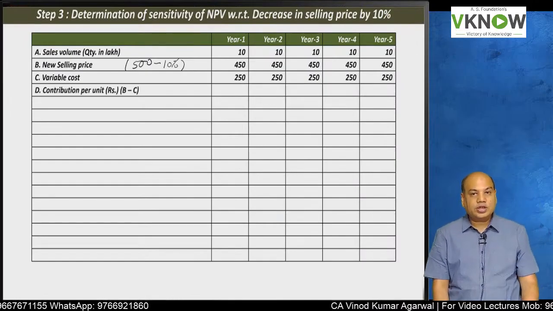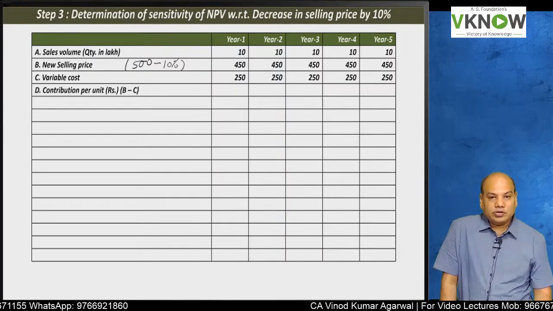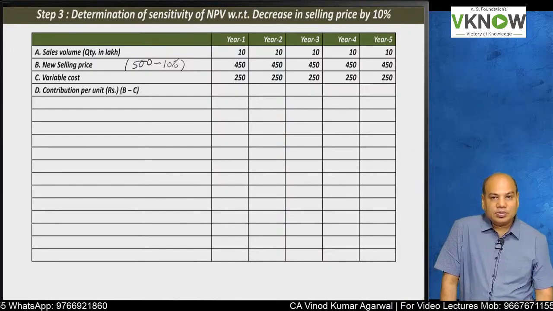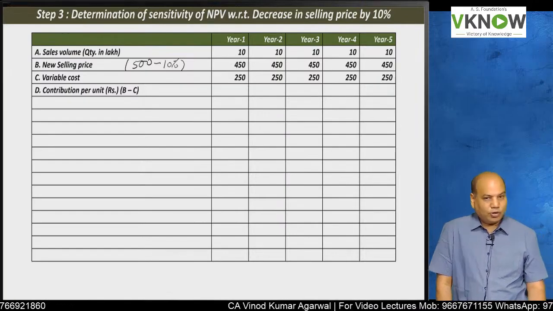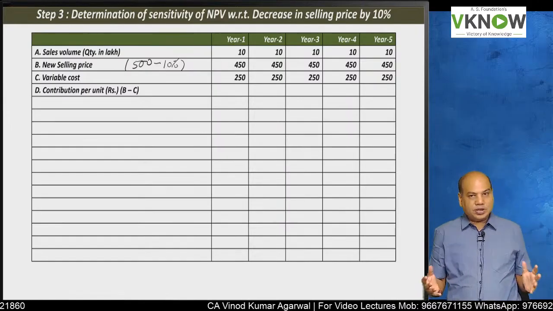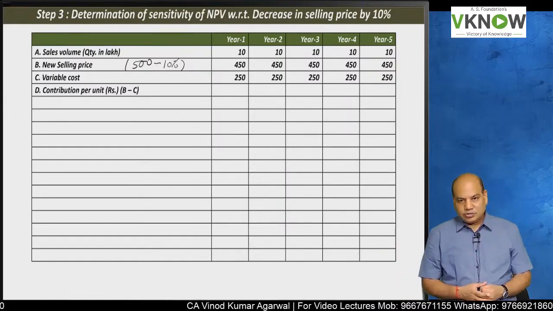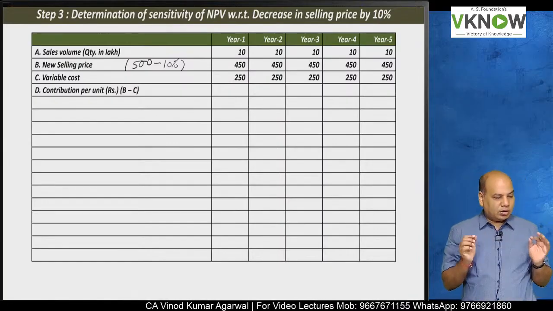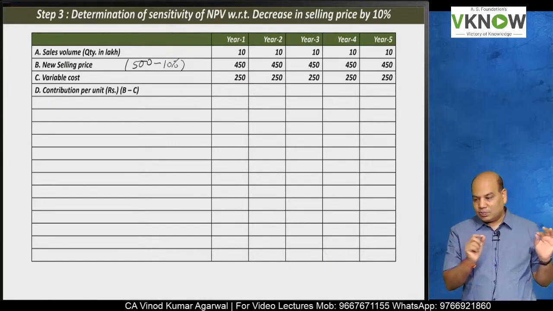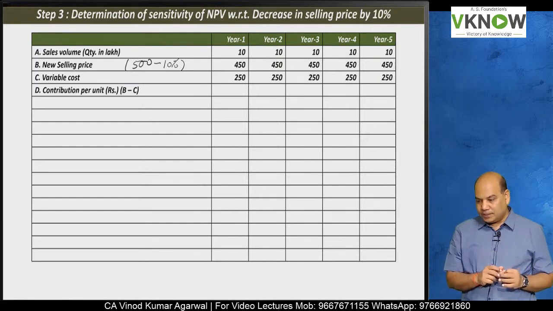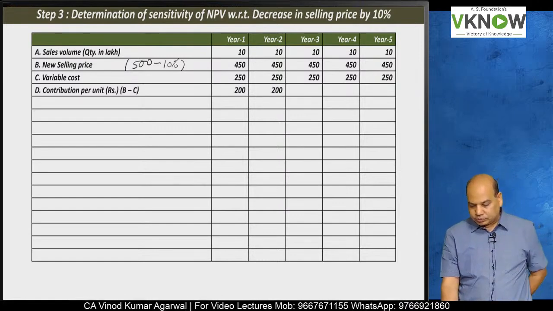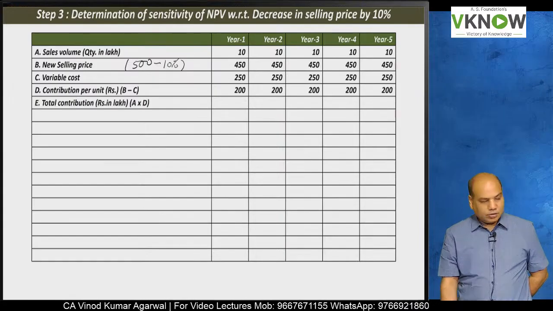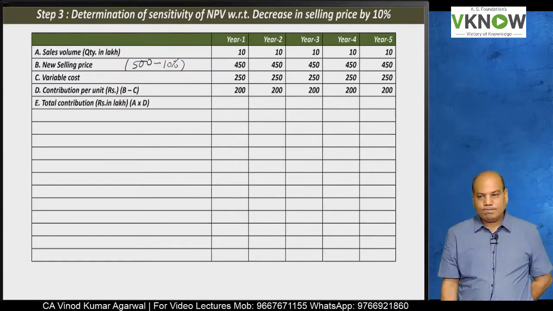Variable cost may not change. Variable cost is material, labor. Why will they change if you have to reduce your selling price because of fall in demand or increase in competition or any government policy or anything? So we are assuming variable cost will be same as per previous question. 250. Contribution 200.